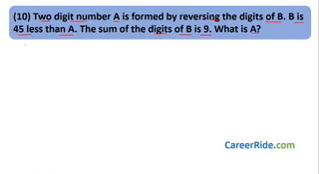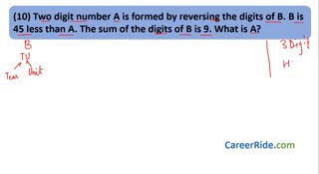Let us assume that the number B, which is a 2-digit number, is nothing but, say, TU. Why TU? This is the tens place and this is the units place. Just like for a 3-digit number we assumed HTU, hundreds place, tens place, units place, in the same way we'll have TU here.